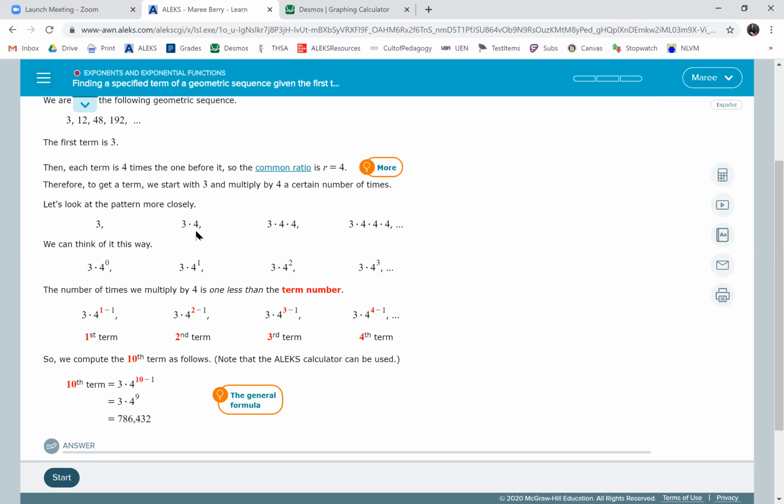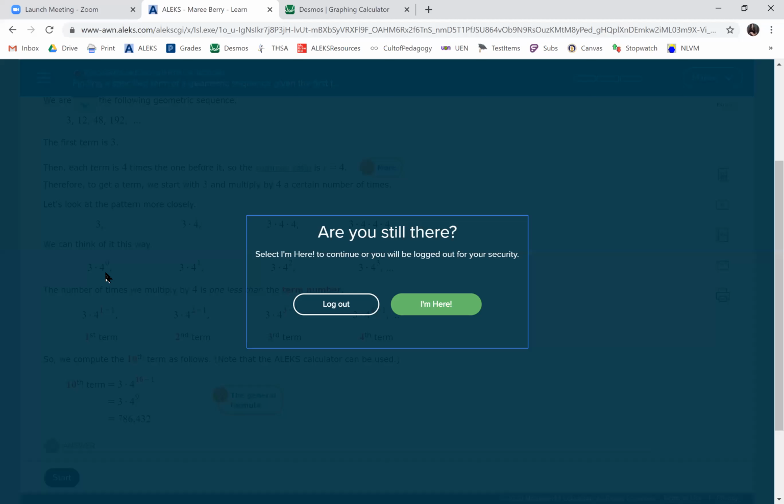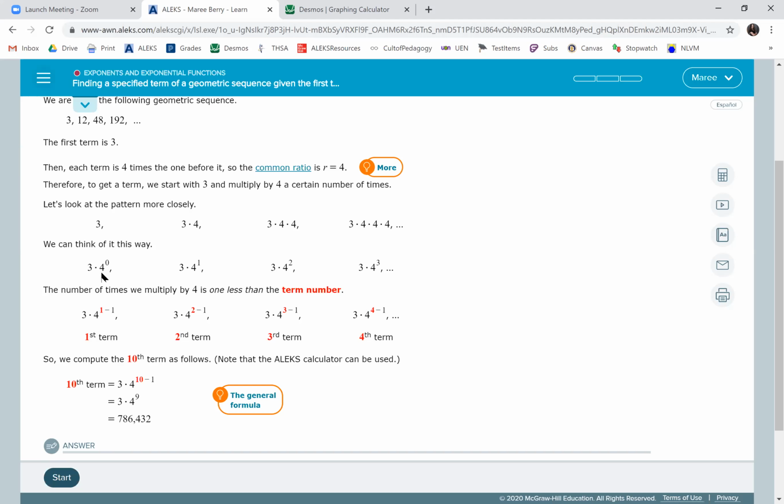So if you look at the pattern more closely, the first term's 3, the next one is 3 times 4, then 3 times 4 times 4, and then 3 times 4 times 4 times 4. So you can then use your 4s and raise them to a power. So 4 to the 0 power is 1, because anything to the 0 power is 1. 4 to the first power is 4, 4 squared is 4 times 4, 4 cubed is 4 times 4 times 4.